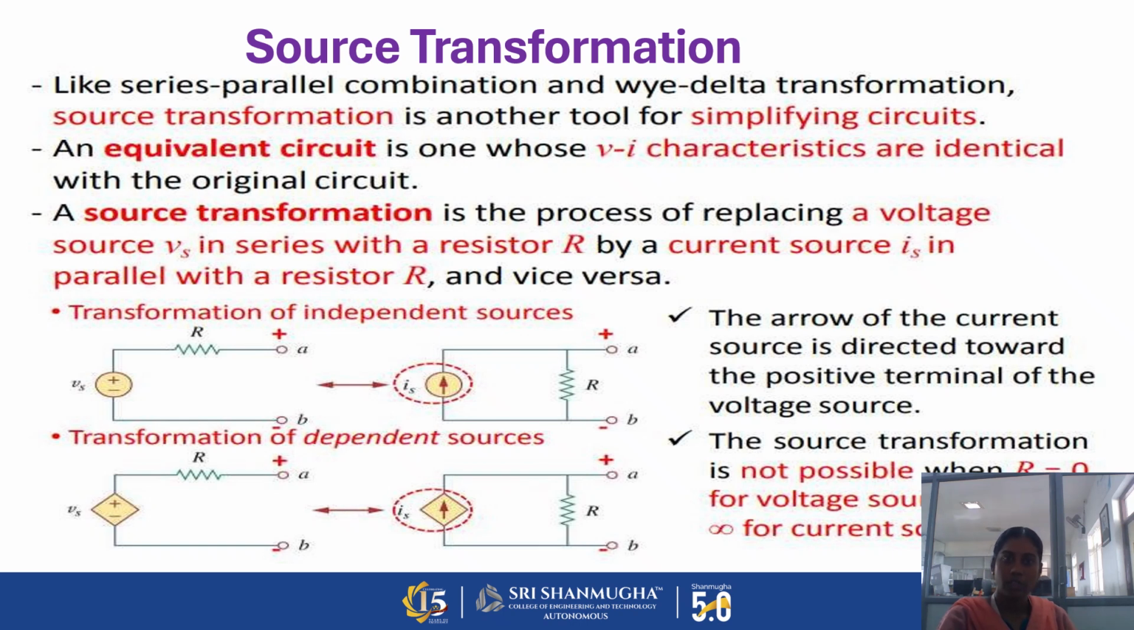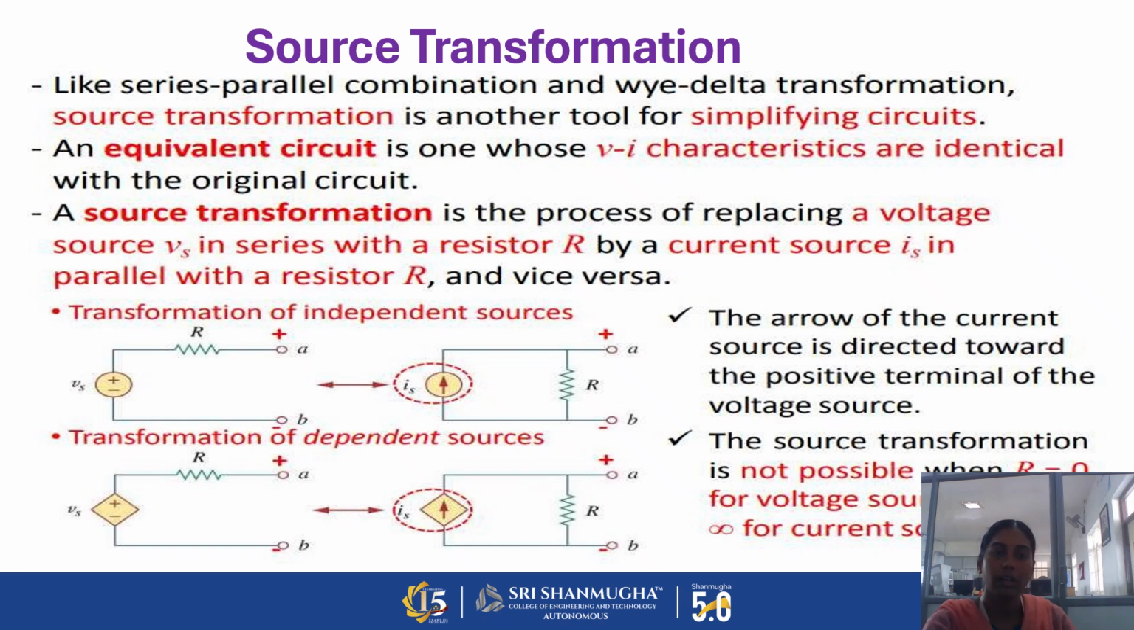In source transformation, we have two types of sources in general, that are current source and voltage source. Source transformation means we are converting one kind of source into another kind. Here we are converting voltage source into current source, and in the same way current source into voltage source. This is most applicable in network reduction theorems. When circuits are complicated, by using source transformation, we can simplify the network for analytical purposes. So that is why we are going for source transformations.